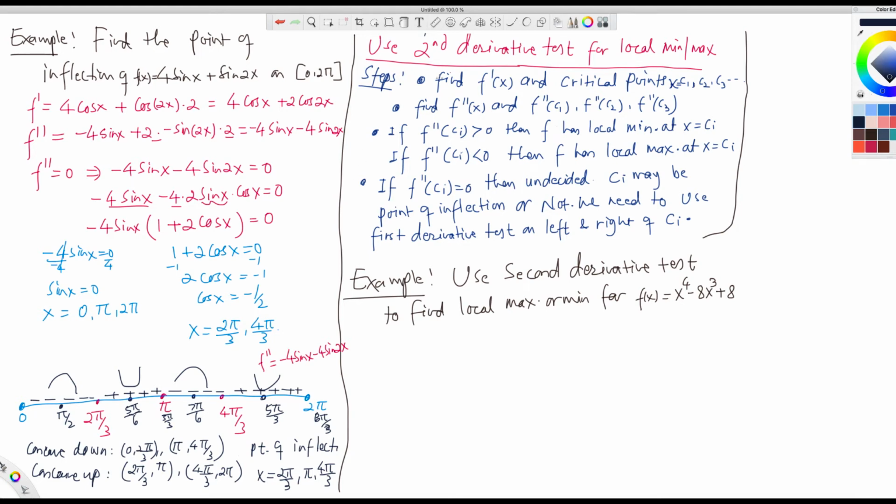Okay, now let us look at this. How do we use the second derivative test for the local min and local max? So we use the second derivative test for concave up and down, but now we want to use the second derivative test for the local max and local min.